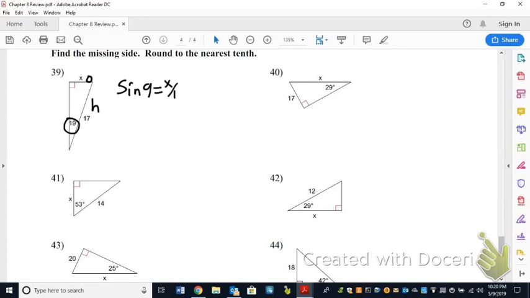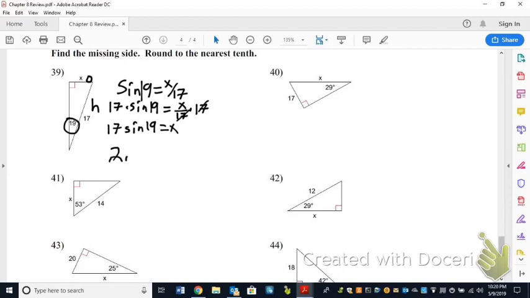So we know the sine of 19 equals x over 17. Multiply both sides by 17. We have 17 times the sine of 19 equals x over 17 times 17. So what we did there on the second step is we want to get the x by itself, so we multiply both sides by 17. This gives us 17 sine of 19 equals x.